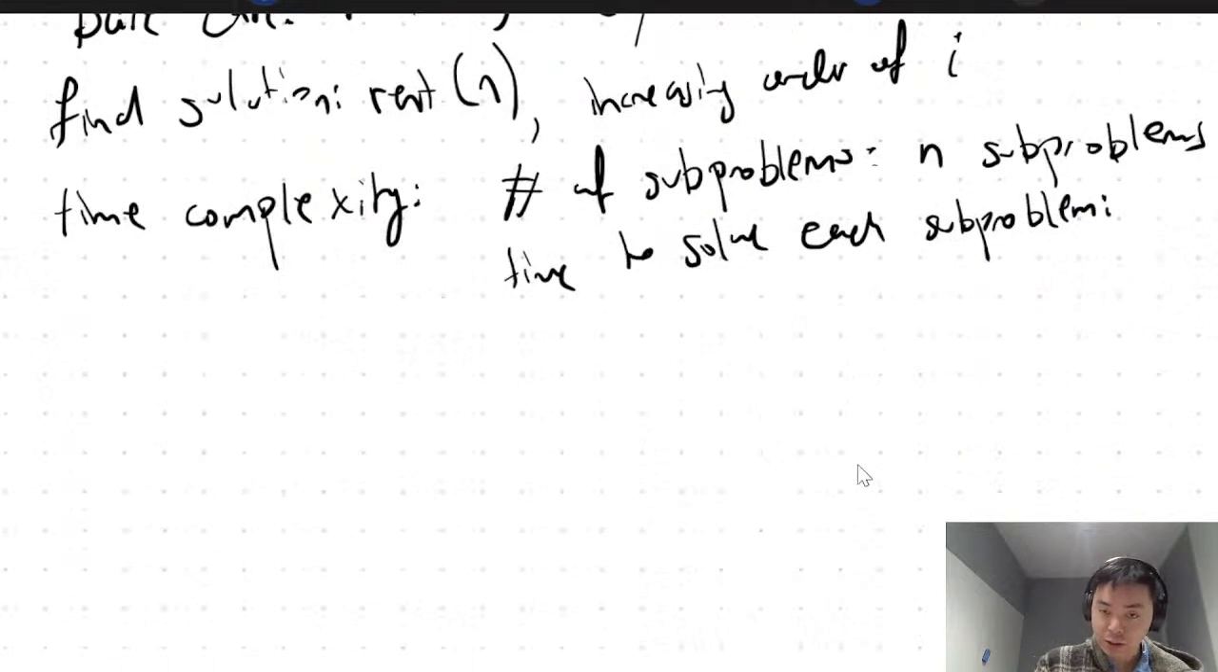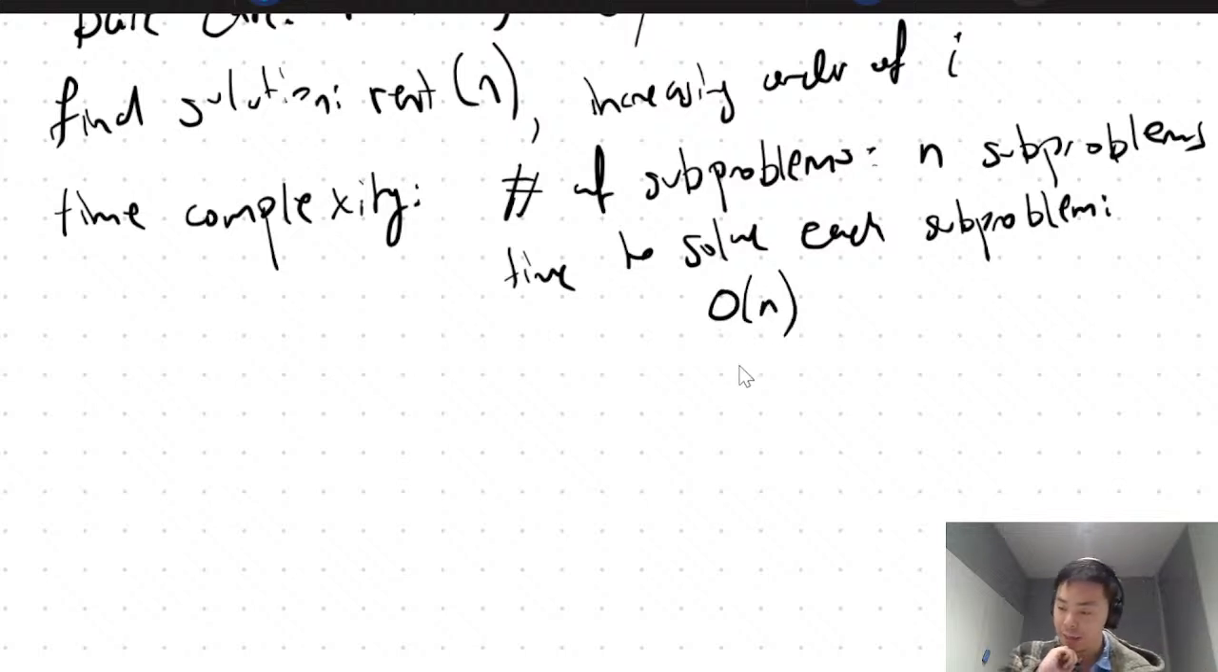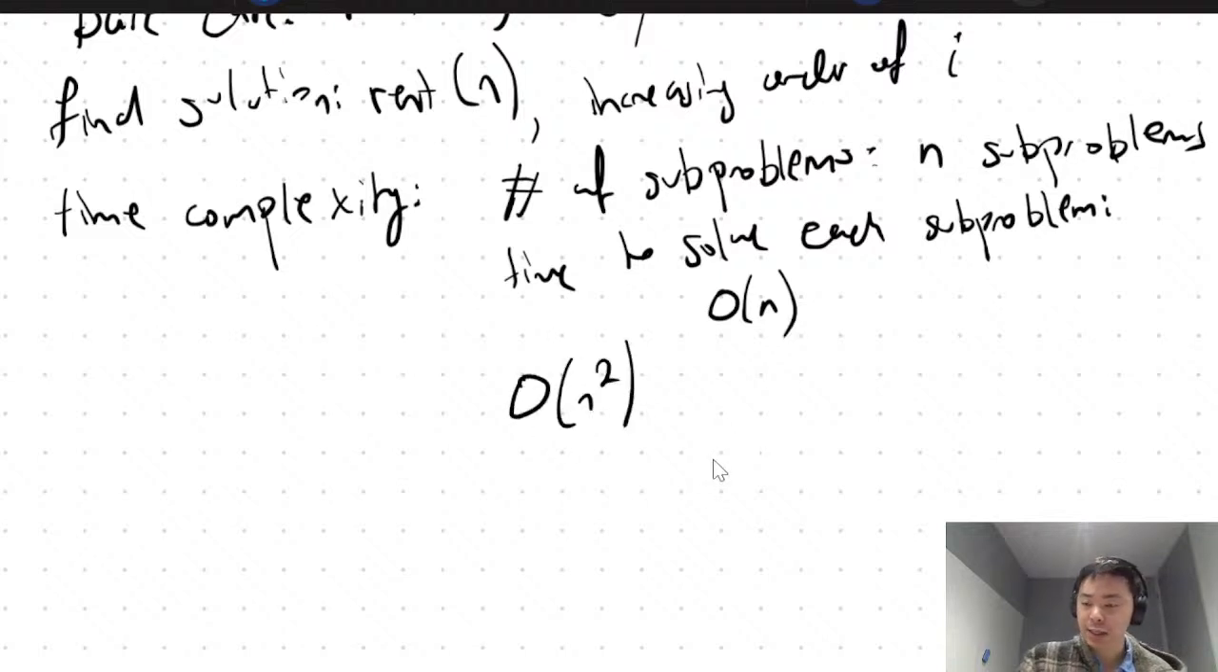So the time taken to solve each subproblem is approximately on the order of n. So the final time complexity is, well, we have n subproblems. Each takes approximately O of n to solve. So the final time complexity is just the number of subproblems multiplied by the time to solve each subproblem, which gives you O of n squared.